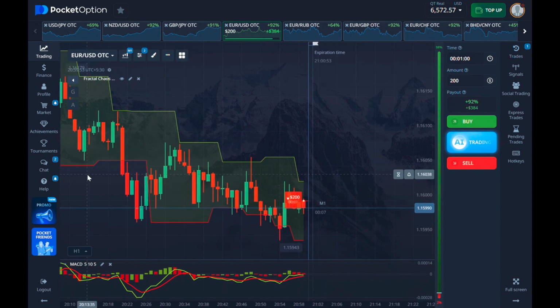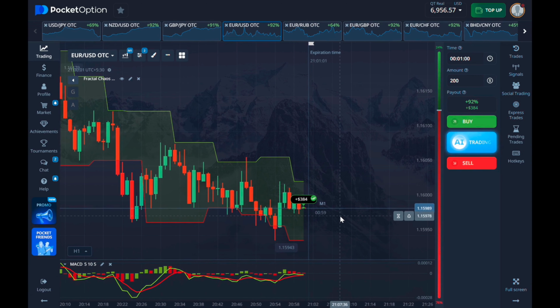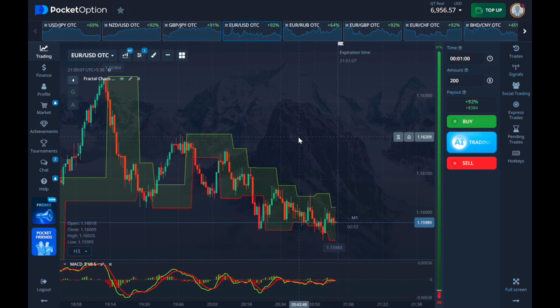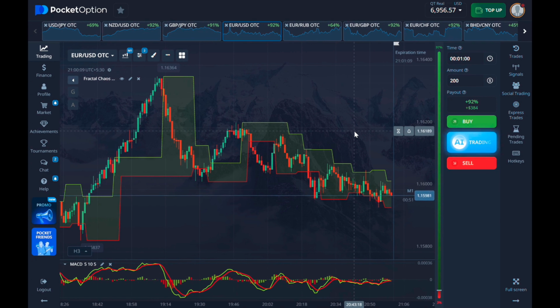So here, our current trade is about to win. Let's just wait a little bit more and see what happens. Okay, so here another successful trade of ours has won. That's another $34 in profit for us. So this is precisely how you should effectively use this particular indicator.